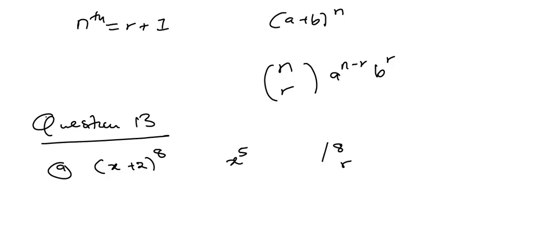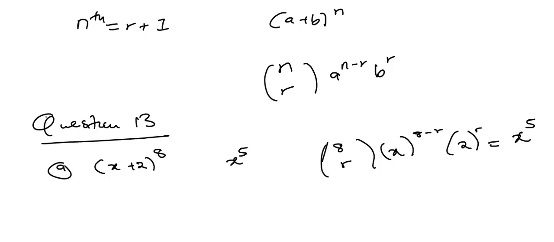R we don't know. The first term we know it's x, then it's 8 minus r. The second term we know it's 2 to the power r. We don't know what r is supposed to be, but by the time we're done solving it, the term will have x to the power 5 alongside it. So now we get the portions that have x, which is this part and that part. So we equate them. This is x to the power 8 minus r is equal to x to the power 5.